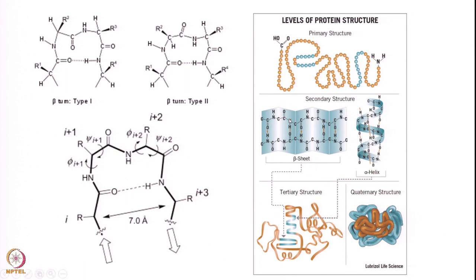Then how are the beta sheets formed? Here you see, within the same chain, a fourth residue is actually forming a hydrogen bond with the amide group of this, and that forms the hydrogen bonding scheme.